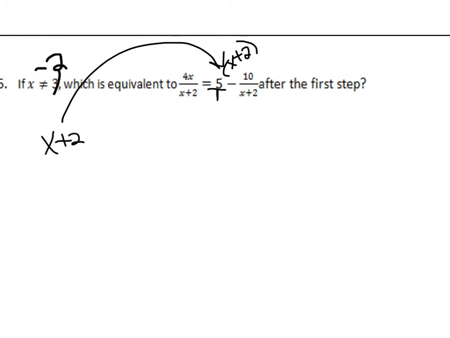And the third fraction also already has x plus 2, so we're going to leave that the same. So the first step would be actually doing the multiplying. So the 4x comes down. We then know that we would be taking 5 and multiplying it by x plus 2. And then we have minus 10. So this would be the equivalent expression after the first step, after we found the common denominators by changing our numerators.